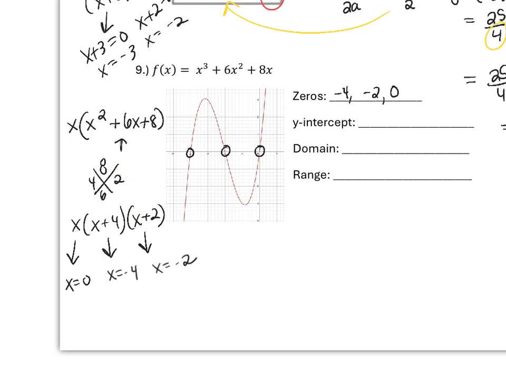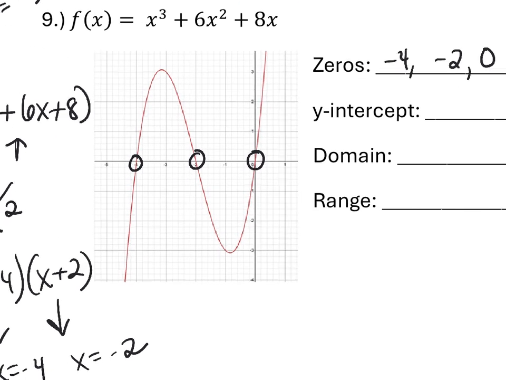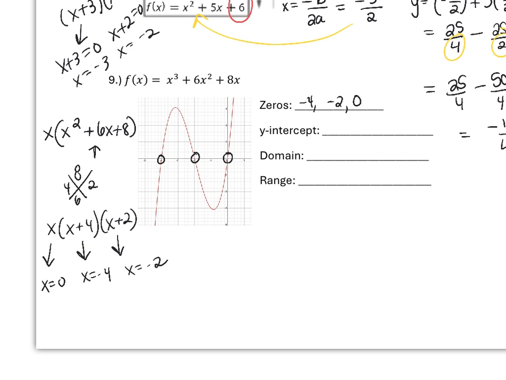All right, the y-intercept, we can see it on the graph. It's going through the origin at 0. The other way we can solve for y-intercept is that it occurs when x equals 0. So plug in a 0 for every x, which is going to just get us that y equals 0.